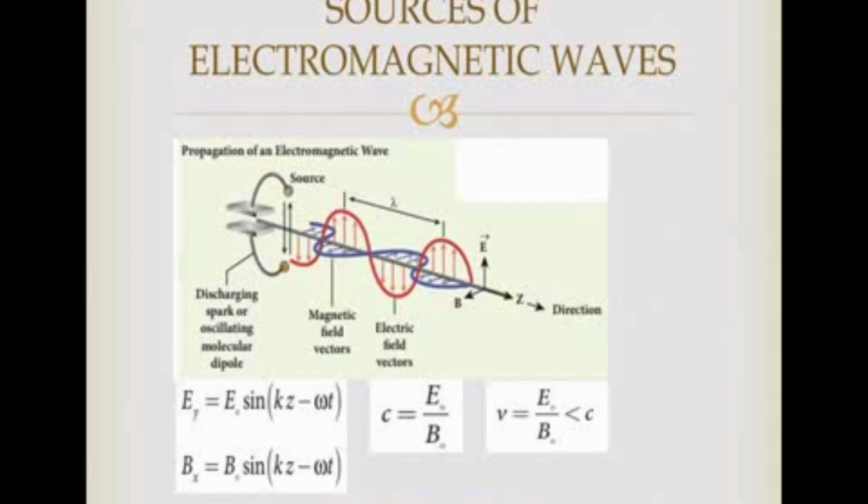The energy of the electromagnetic waves comes from the energy of the oscillating charges. So the energy or the velocity depends on the accelerating charges.